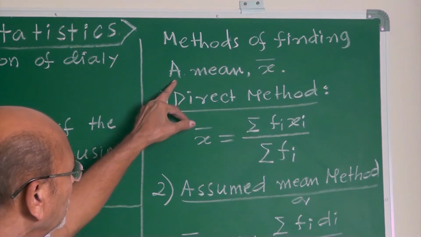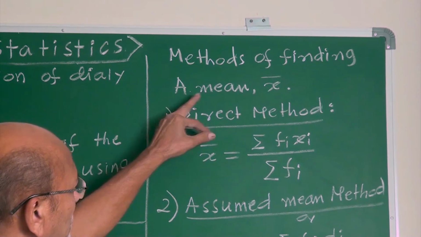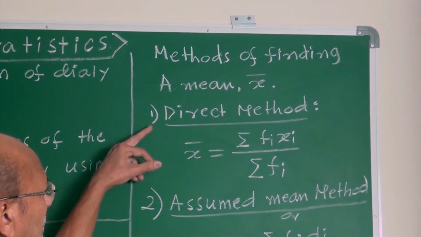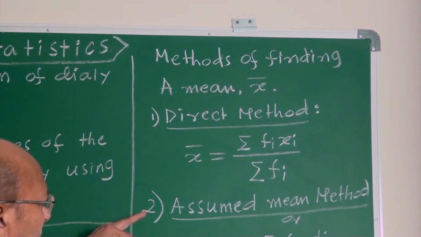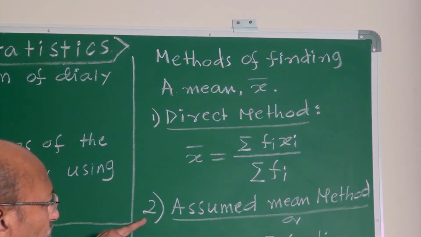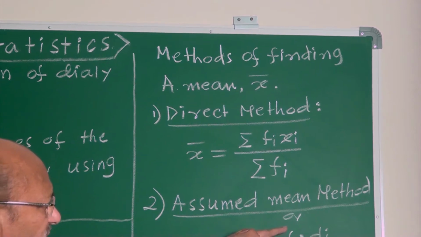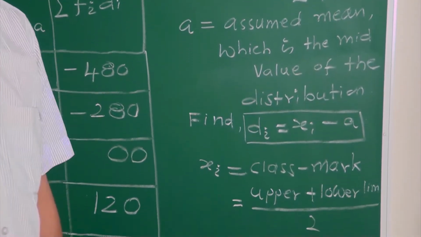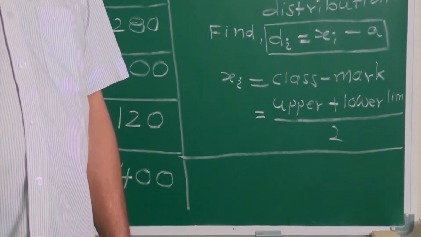The arithmetic mean, denoted by X bar. There are three methods. One is the direct method, second is the assumed mean method or shortcut method. One more, third, is the step deviation method.